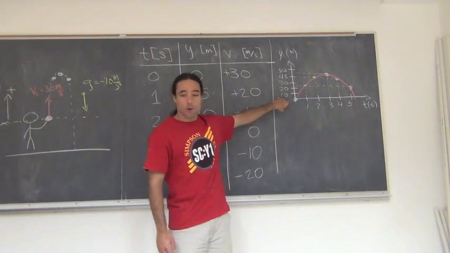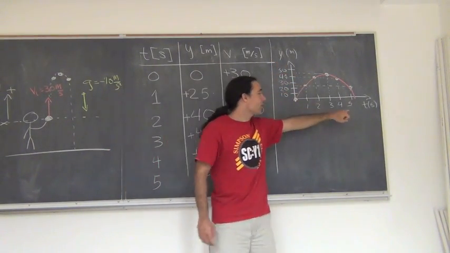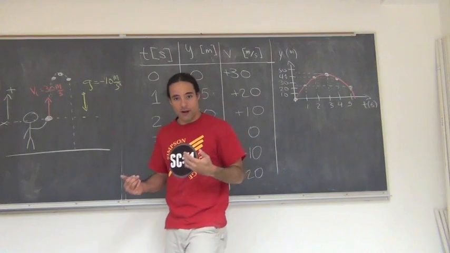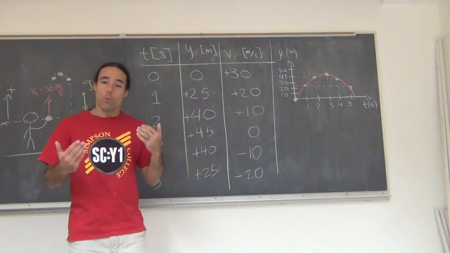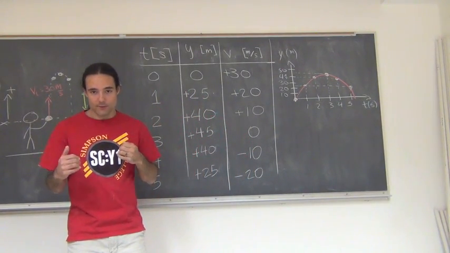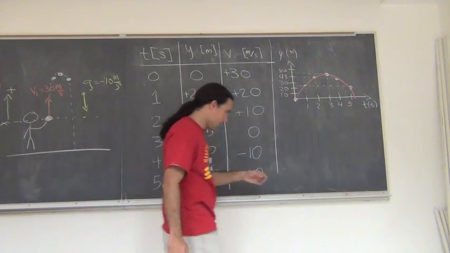So the equation of motion, the equation for y as a function of t, should be the equation for a parabola. What about the velocity as a function of time? Well, we can do the same thing.